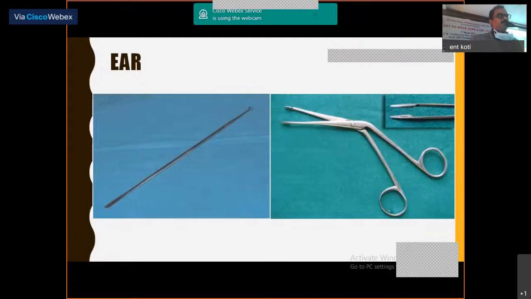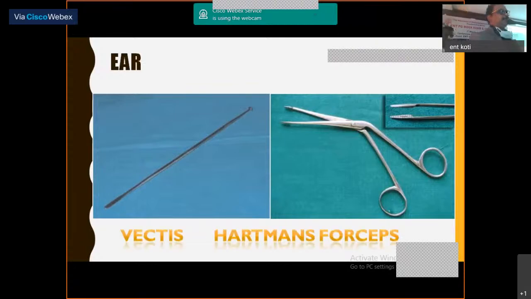Now we start with the ear instruments. Can somebody tell what that one is? Yeah, it's a rectus. You will find a flat end here; it will not be like a probe. On the other side there is an option on 4. So the rectus is a compartment for forceps.